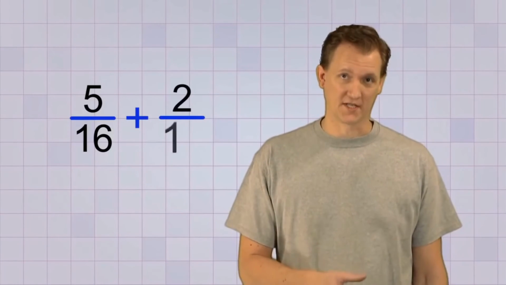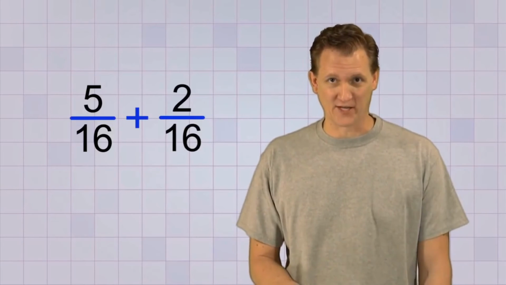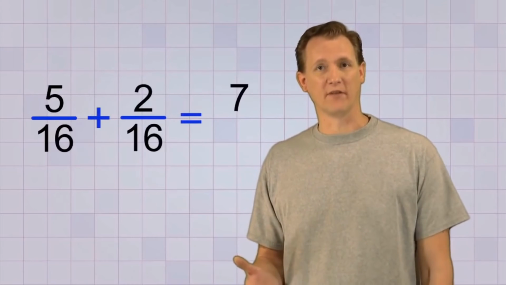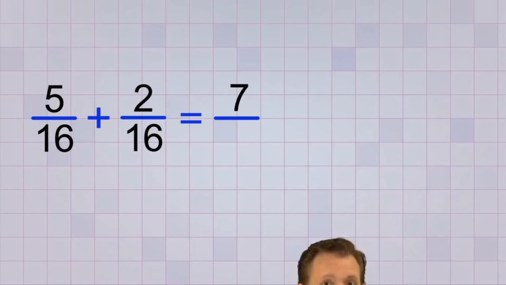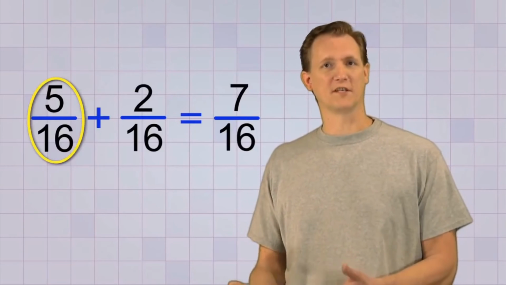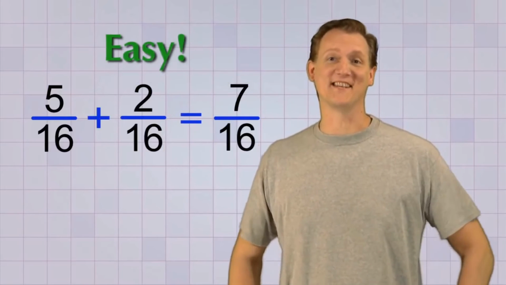Like this one, 5 over 16 plus 2 over 16. Again, since the bottom numbers are the same, it's easy to add these fractions. All we do is add the top numbers together. 5 plus 2 equals 7, and that's the top number of our answer. Then we just keep 16 as the bottom number of our answer. So 5 over 16 plus 2 over 16 equals 7 over 16. Pretty easy, huh? But what about subtracting fractions?